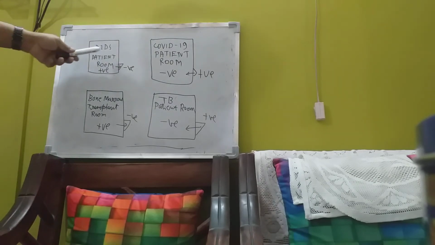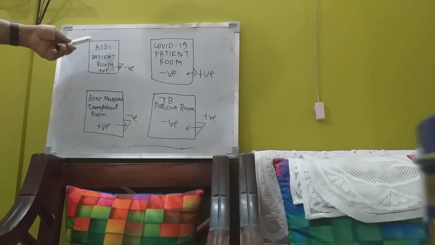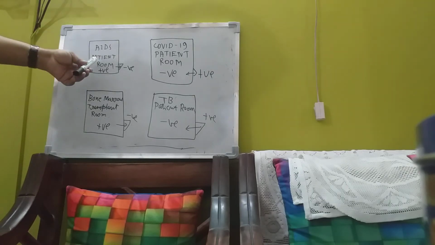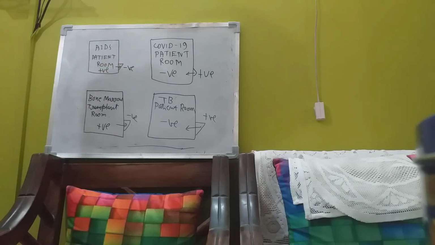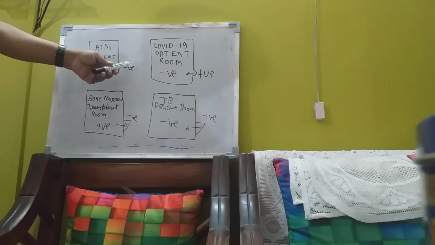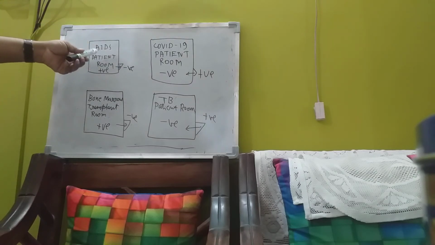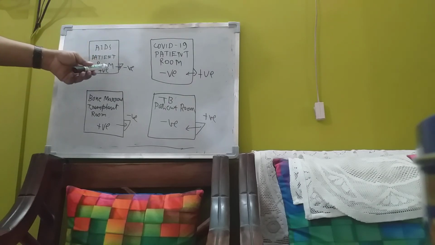Now, why these different negative and positive pressures? In case of an AIDS patient, the main problem is that the patient has no immunity. So even with a simple cold or cough or sneezing, they may die. Because of that reason, we put the AIDS patient room in positive pressure so that the air from inside goes outside, and no infection or virus comes from outside to inside. Because if it comes, the patient will die. This is in case of an AIDS patient room.